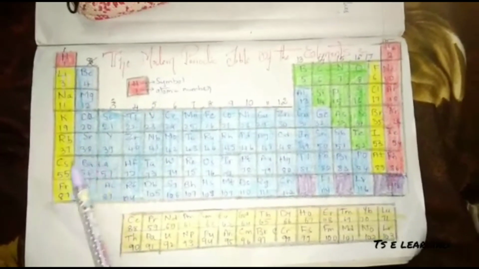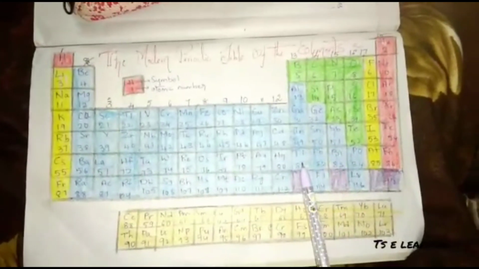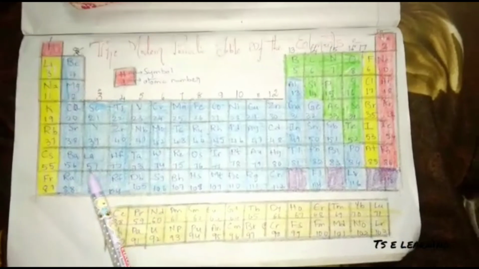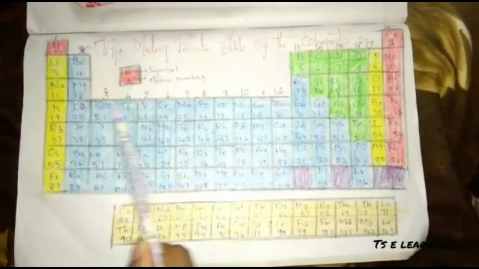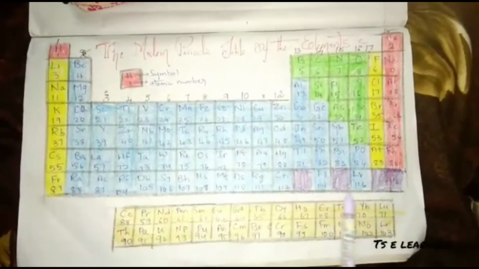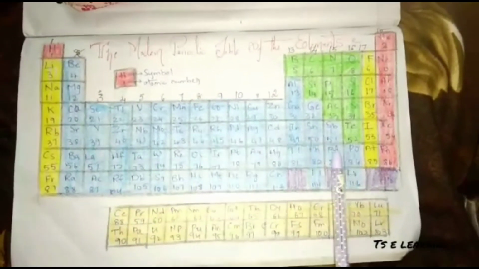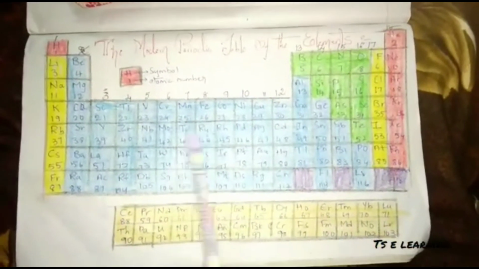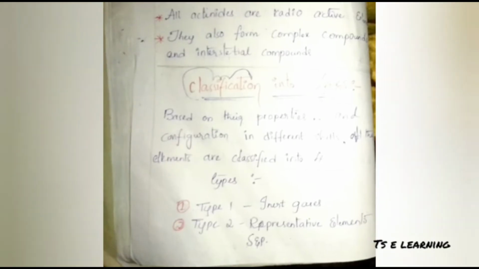This is all about the types of blocks and information. Here groups 1 and 2 are s block elements, groups 13 to 18 are p block elements, and groups 3 to 12 are d block elements. Below the periodic table we are seeing two rows; they are f block elements. S, p, d, f. These are the information about blocks. For the IPE exam, this information is enough to write.